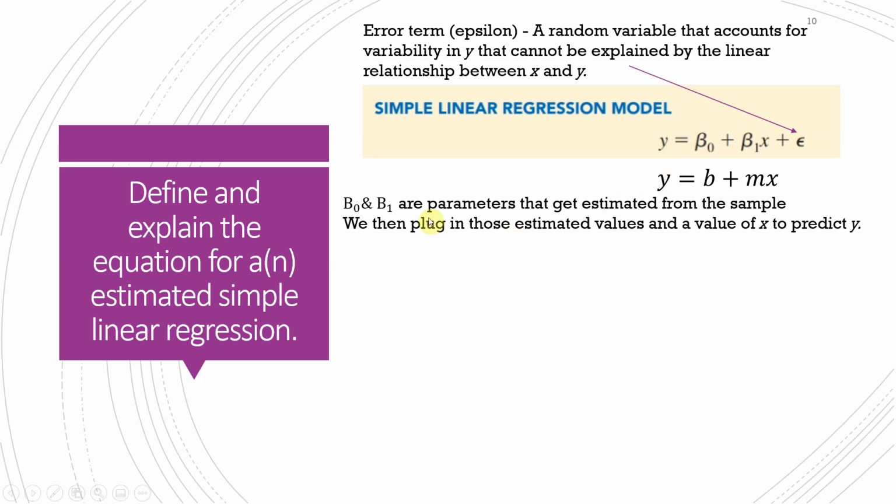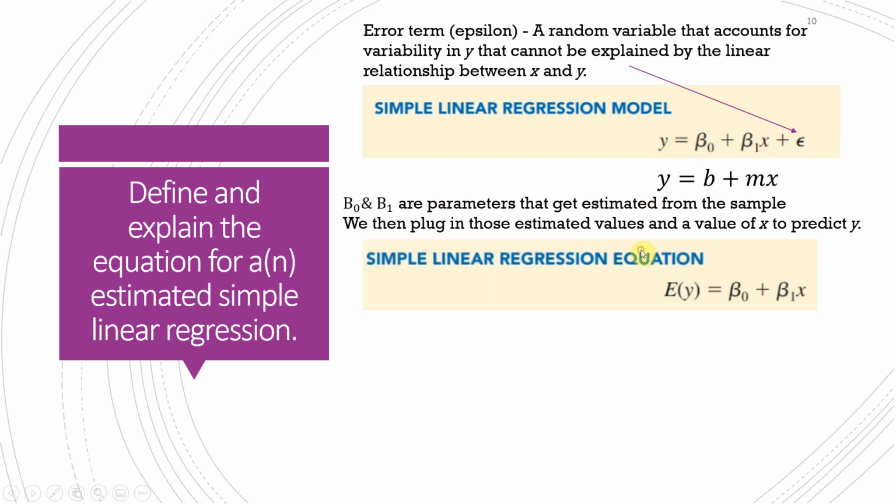So let's continue with this. The Greek letters, these betas right here, are parameters. Remember, parameters represent the population. These are the true values for the population. Well, we estimate them. In inferential statistics, we estimate our parameters using sample data and sample statistics. We estimate these parameters from the sample, and when we have these estimates, we can take values of x and plug them in to get an expected value of y, which is our next equation.